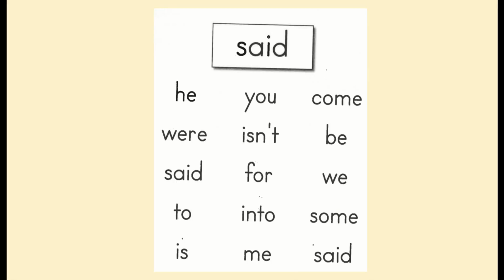He, H-E, he. You, Y-O-U, you. Come, C-O-M-E, come. Were, W-E-R-E, were. Isn't, I-S-N apostrophe T, isn't. Be, B-E, be. Said, S-A-I-D, said. For, F-O-R, for. We, W-E, we.